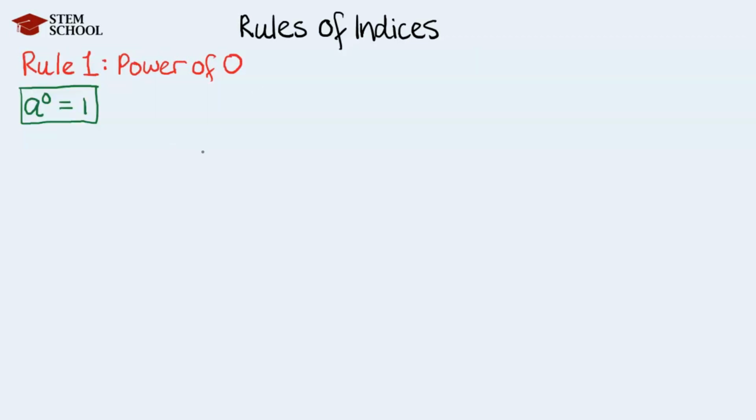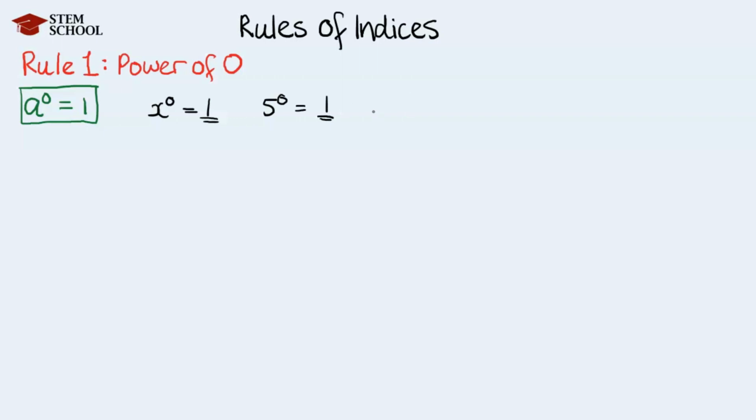Let's start with rule 1. Rule 1 states that anything to the power of 0 is simply 1. So we have a to the power of 0 is equal to 1. Let's do an example. We have x to the power of 0. Using this rule, we know the answer will simply be 1. As I mentioned before, the base can be a number or a letter, so let's try a number. We'll try 5 to the power of 0. It will be the same thing, that will also equal 1.